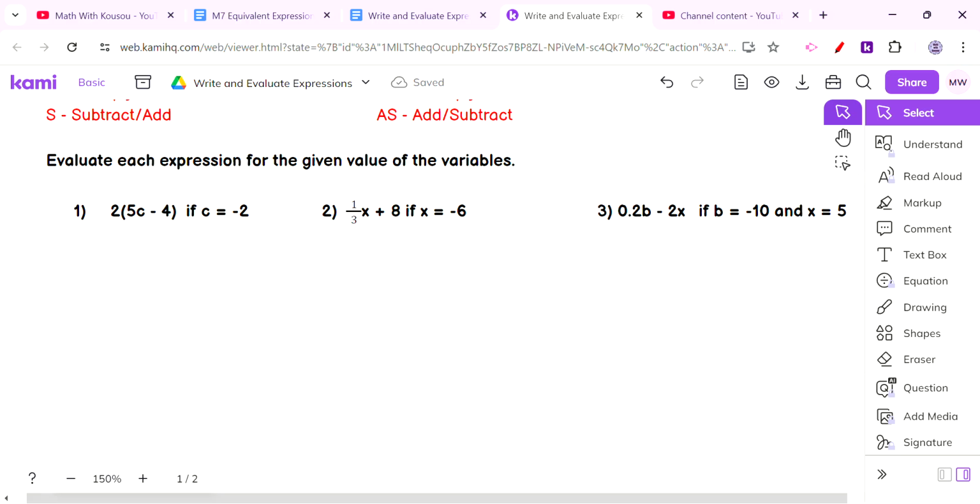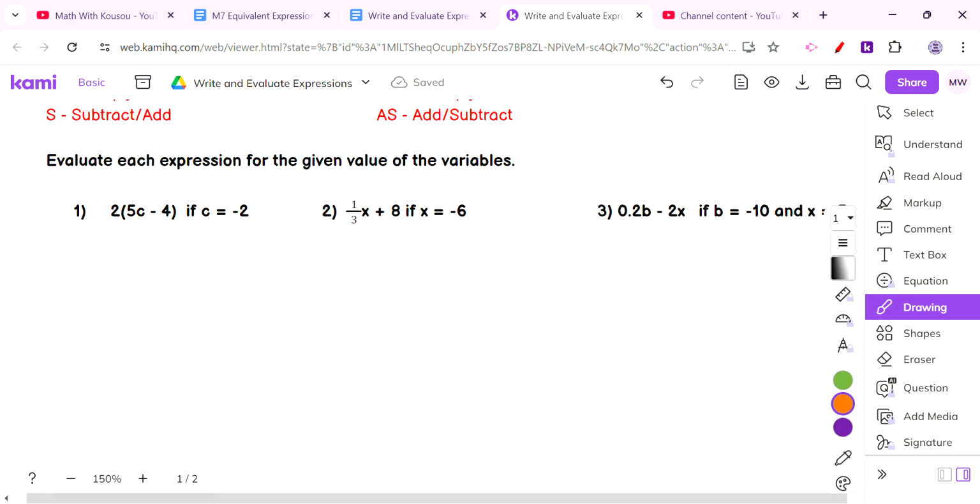My suggestion to you is that you simplify the expressions before you do anything. So in this case, we have 2 parentheses 5c minus 4. In order to get rid of those parentheses, we are going to do the distributive property. So 2 times 5c gets us 10c. 2 times negative 4 gets us negative 8. Okay, and next we are going to plug in the value of c, which is negative 2.